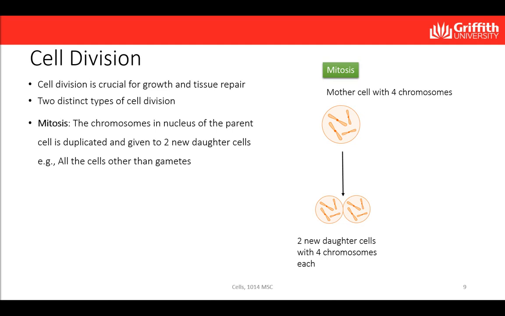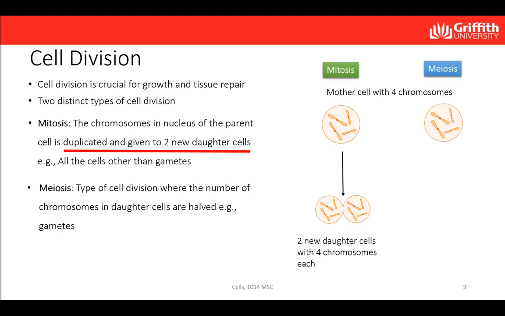The exception are neurons or nerve cells, which lose their ability to divide when they mature. Cell division is a process where a parent cell is divided into two new daughter cells. There are two distinct types of cell division. In mitosis, the chromosomes in the nucleus of a parent cell are duplicated and given to two new daughter cells. All the cells in our body, other than the sex cells, or gametes, undergo mitosis.